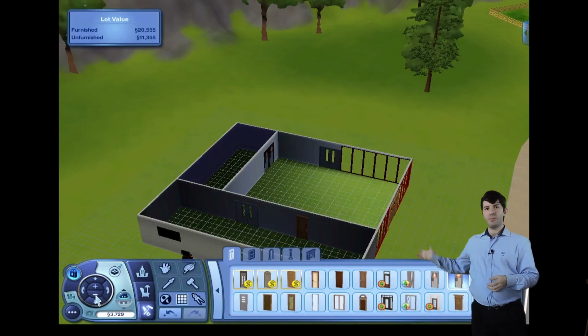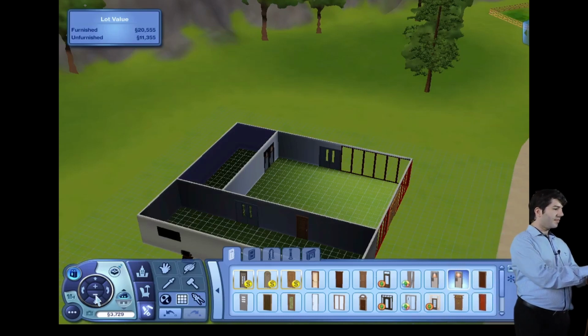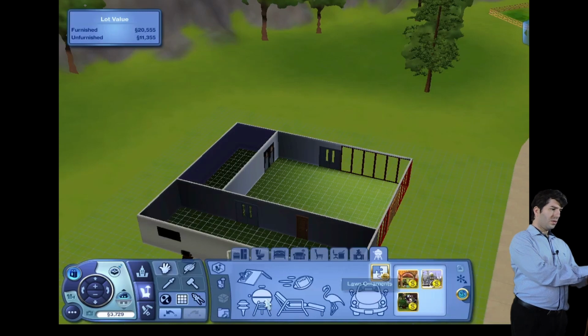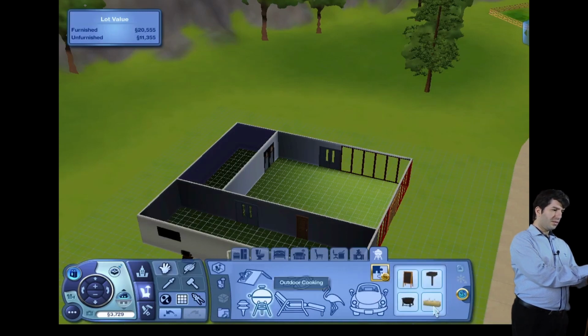Well, if they are people that are coming to eat, they need a place to sit. So we need to buy some tables. So let's pick some tables here. And let's put a few of them here. Like that.